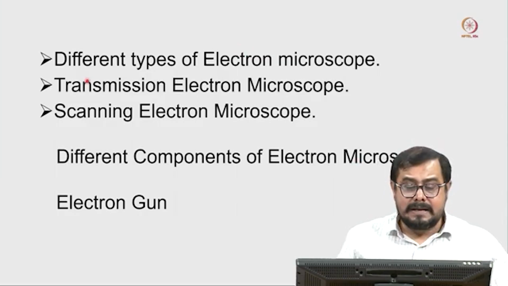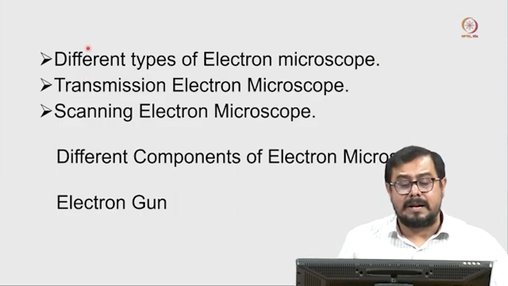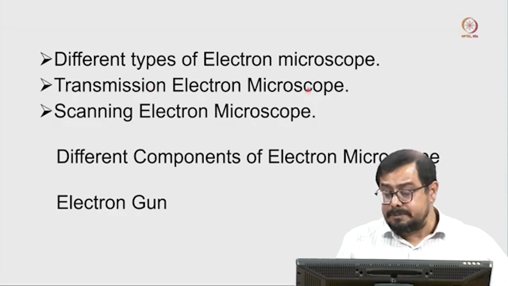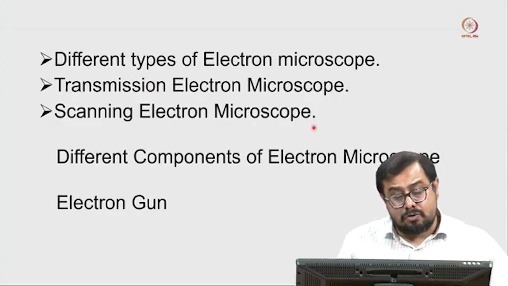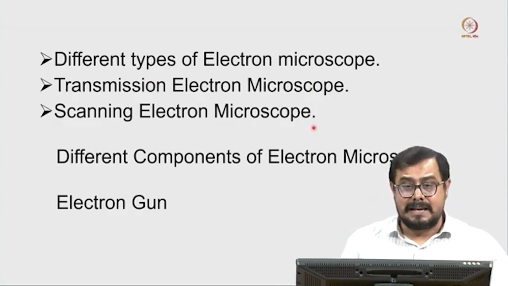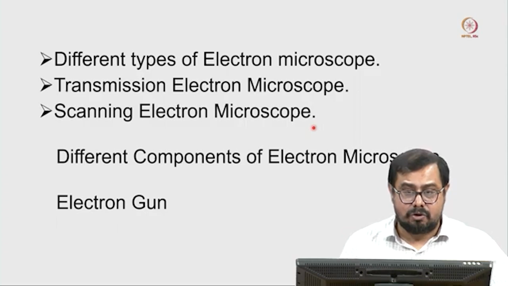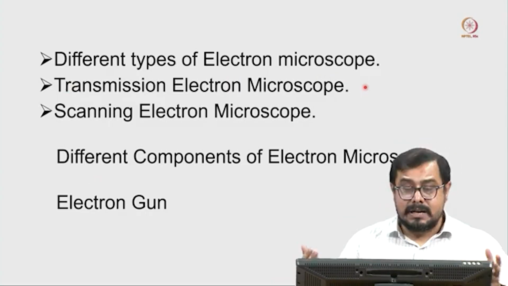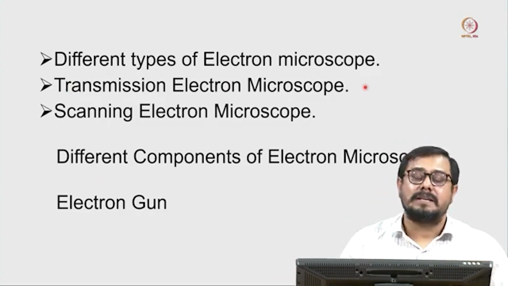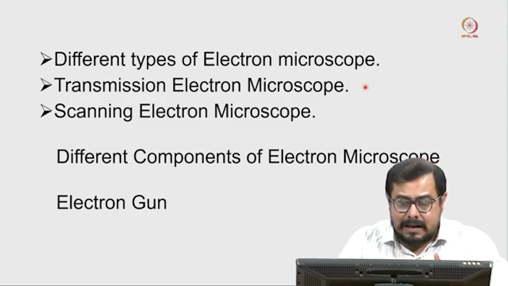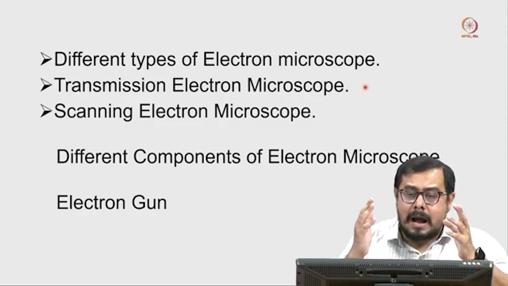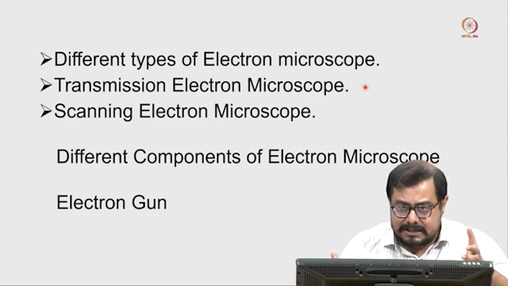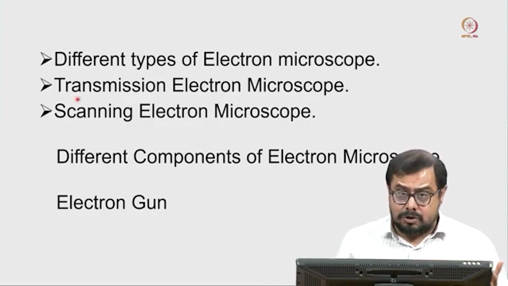Now, different types of electron microscope, that is, I already discussed the transmission electron microscope, the scanning electron microscope, then STEM, the scanning transmission electron microscope, is also there. And if you just consider this transmission electron microscope, for material science purposes you can have an analytical electron microscope, or high resolution TEM, or cryo-TEM also.